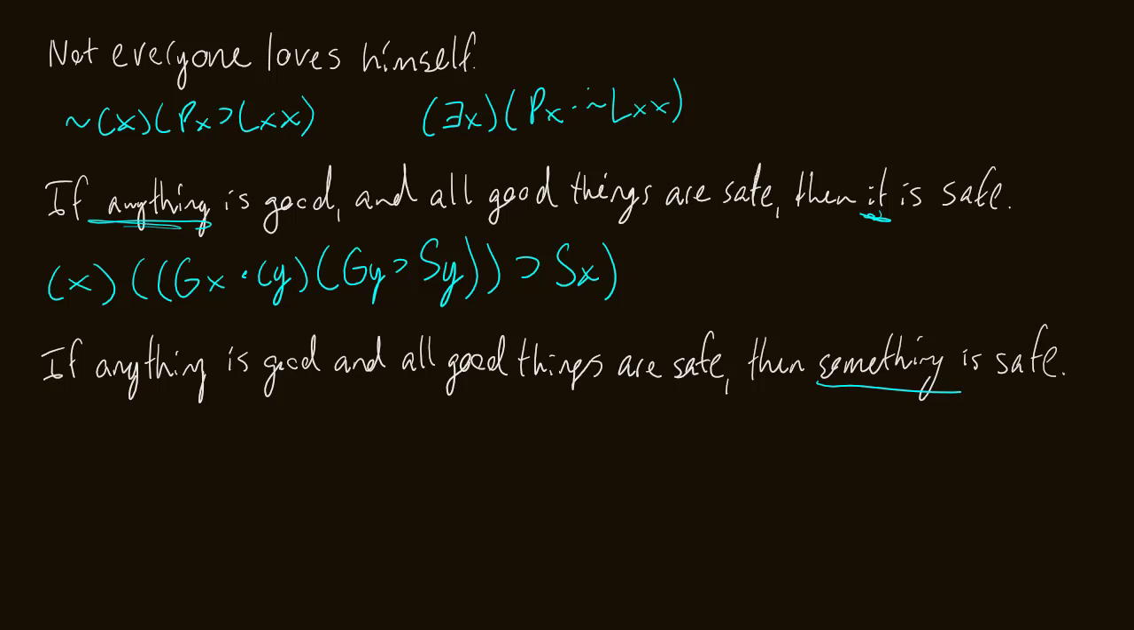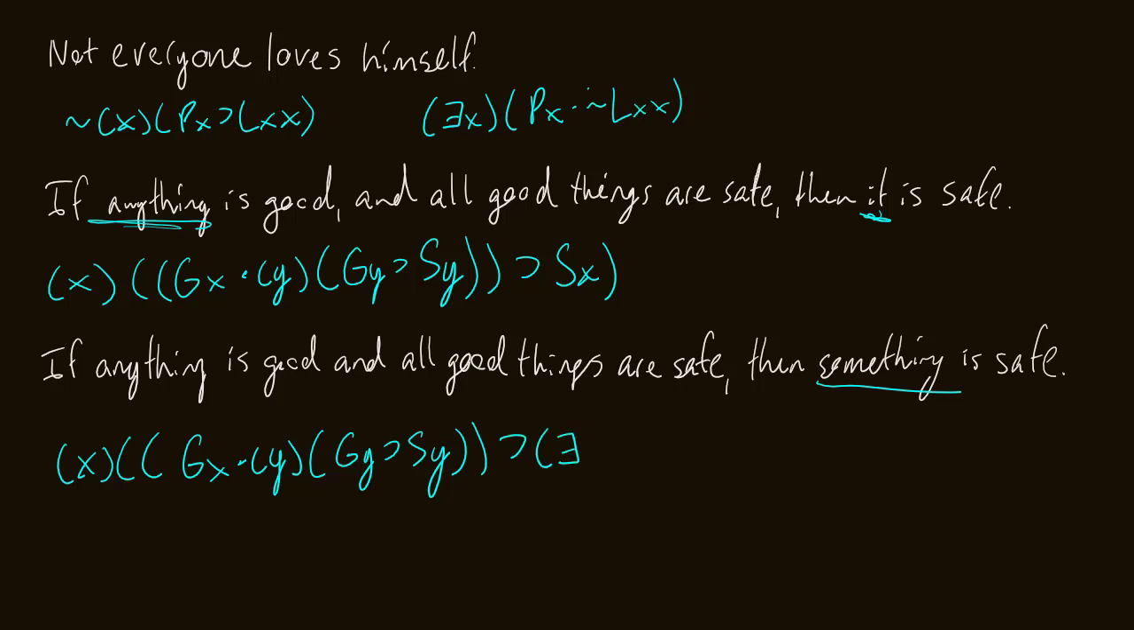It's not X, nor is it Y. We have to introduce a new variable, Z. So our symbolic translation for this first half of the sentence is going to be exactly the same. I'm going to say for all X, if X is good, and for all Y, Y being good means that Y is safe. And now we gotta close that off. Then there exists a Z, because now I'm saying then something is safe. Now I want to say then there exists something new, Z, such that Z is safe. Then we close off our parentheses.